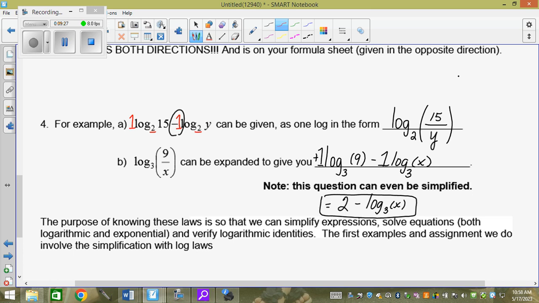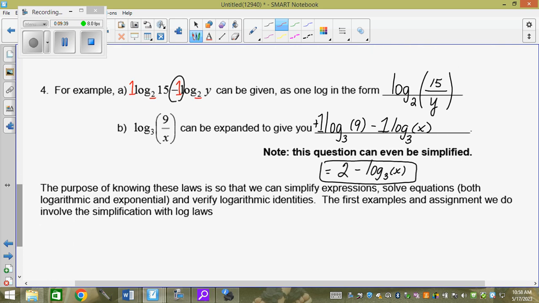The purpose of knowing these laws is so that we can simplify expressions, solve equations, both logarithmic and exponential, and verify logarithmic identities. The first examples in the assignment we do involve the simplification with laws. Next page.